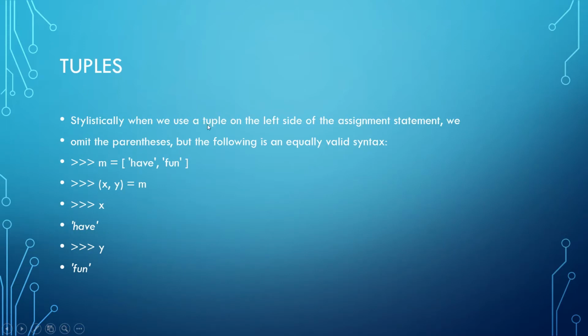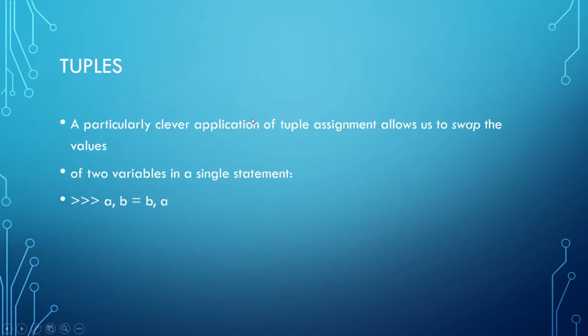Stylistically, when we use a tuple on the left side of the assignment statement, we omit the parentheses, but the following is an equally valid syntax. m = ['have', 'fun'], (x, y) = m, x is 'have', y is 'fun'. It's the same thing. A particularly clever application of tuple assignment allows us to swap the values of two variables in a single statement. So a, b = b, a, you can swap the values.